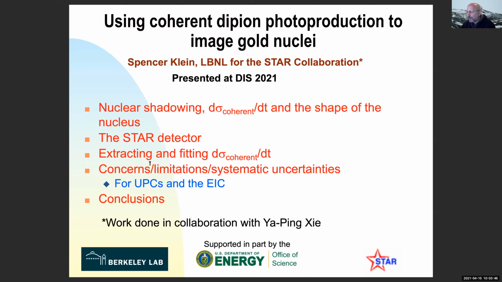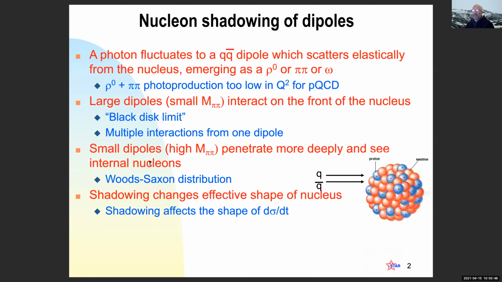the electron ion collider. As I think most of you know, the way we can study nuclear shadowing is to probe the nucleus with a dipole. The photon fluctuates to a quark anti-quark pair, which then scatters elastically from the nucleus and emerges in this analysis as a rho, a direct pi plus pi minus, or an omega. This is of course too low in Q squared to expect that perturbative QCD would be applicable, but it is still interesting in a way to probe shadowing.